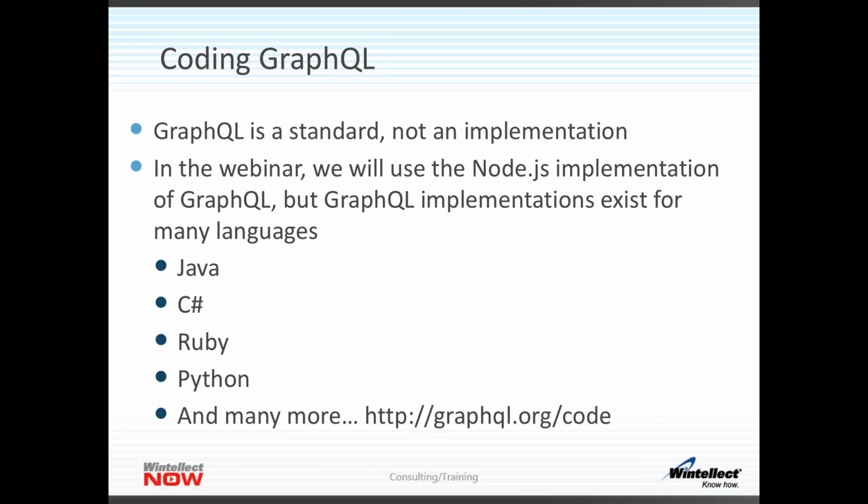You have to actually go download them and then make use of them and build your stuff and everything else. But GraphQL isn't like that. GraphQL is a standard. And based upon that standard, there are many implementations that exist. In our code demonstration, we'll be using the JavaScript implementation with Node.js and Express. But you can actually implement your GraphQL in Java, C#, Ruby, Python, and there's a whole bunch of other languages.